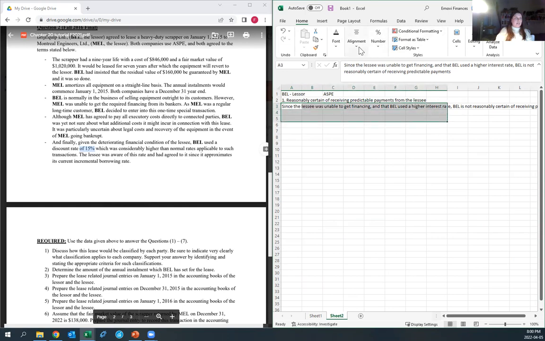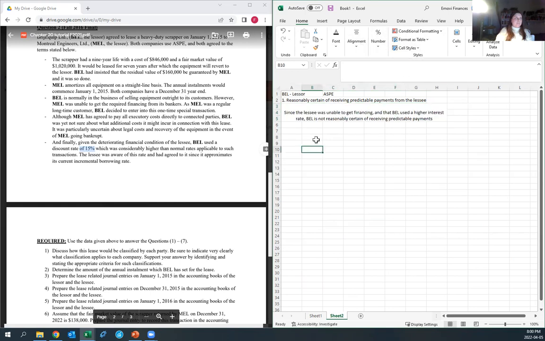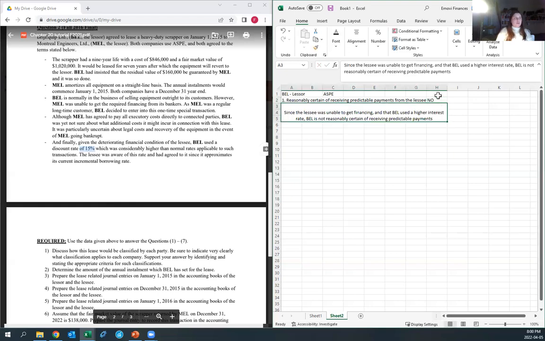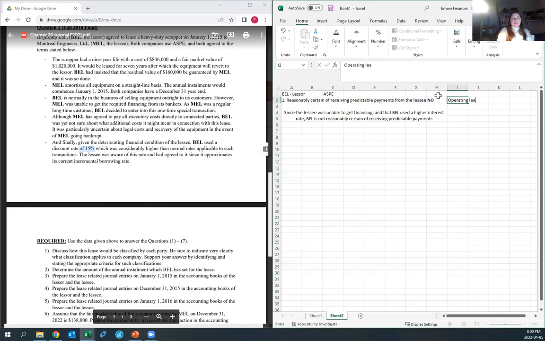Let me just make it so you can see everything. So here, this is not fulfilled. So if it's not fulfilled, it's an operating lease. So it's not going to be a capital lease, it's operating. So they're going to record an income, and they're still going to have the asset in their books.